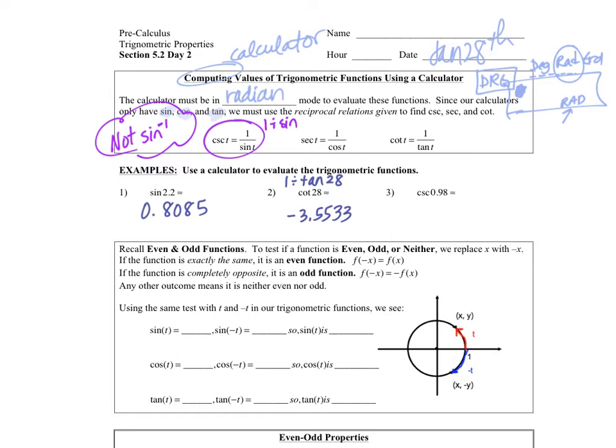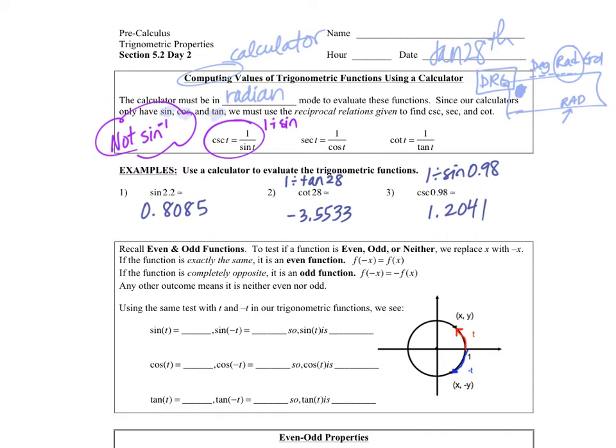Okay, you try cosecant. Pause the video. Okay, cosecant is the reciprocal of sine, so you should have had 1 divided by the sine of 0.98. And when you plug that in, you should get 1.2041. So double check that you can make your calculator give you the correct answer there.